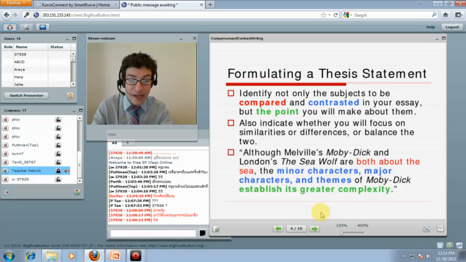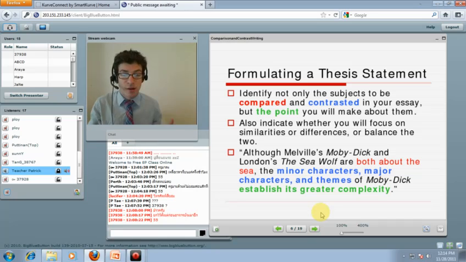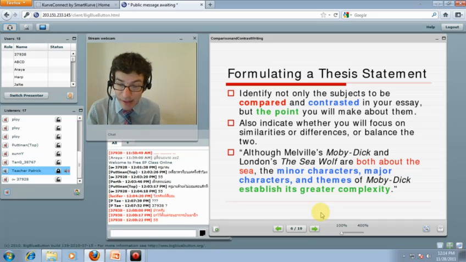So, if you pick 2 things that are close, you might want to talk about the differences. If you pick 2 things that are very, very different, talk about the similarities, or both. Most times you'll do both. Alright, and now we have a sample. Here's a good sentence. Although Melville's Moby Dick and London's The Sea Wolf are both about the sea, the minor characters, major characters, and themes of Moby Dick establish its greater complexity.